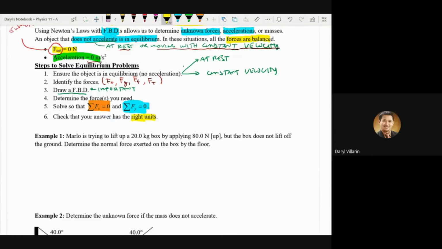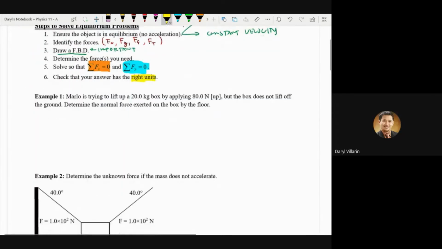Okay, so let's take the first example here. Marlo is trying to lift up a 20-kilogram box by applying 80 newtons, the direction is up, but the box does not lift off the ground. Determine the normal force exerted on the box by the floor. Okay.